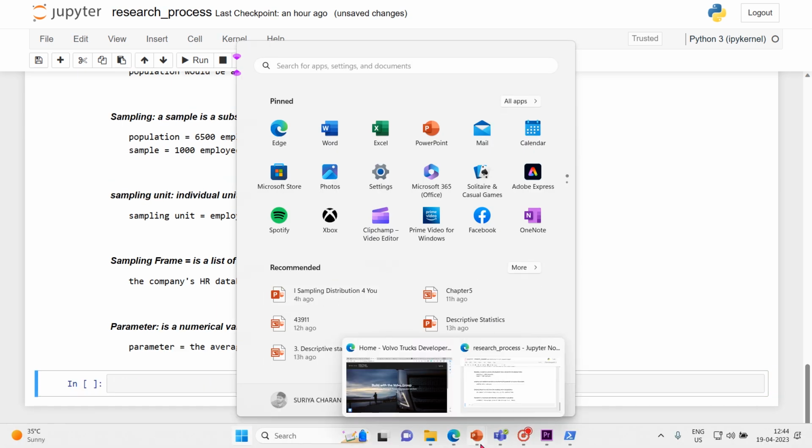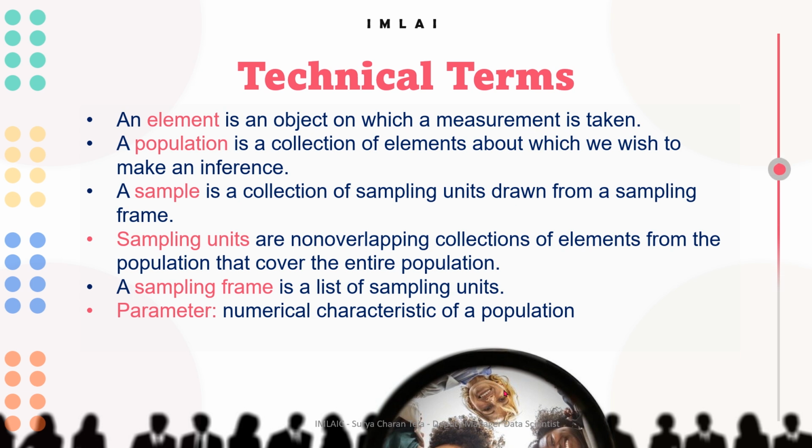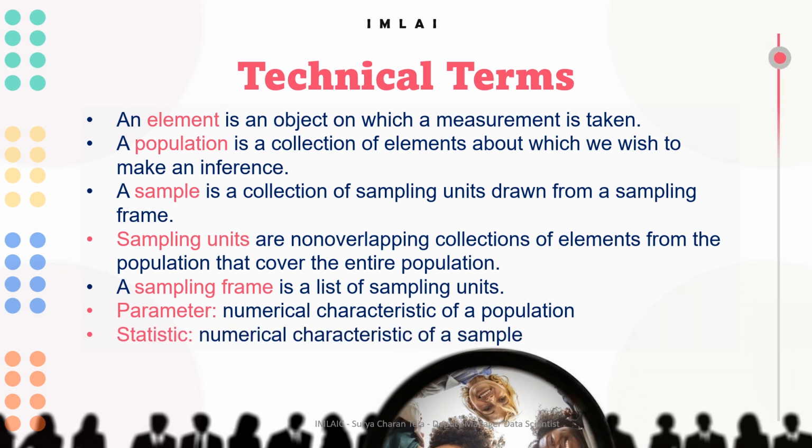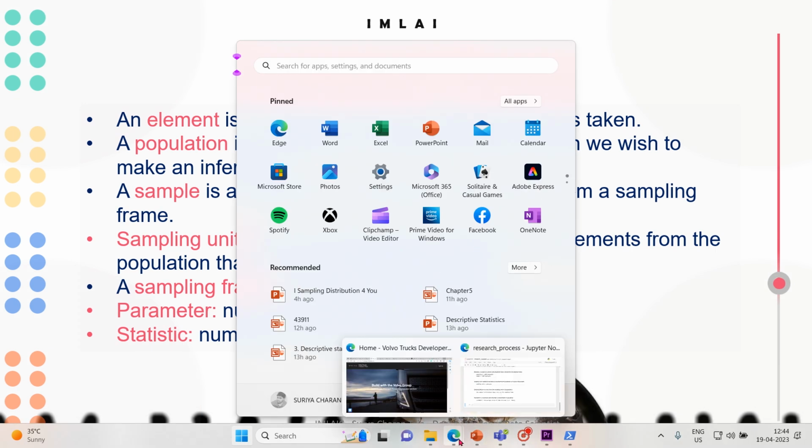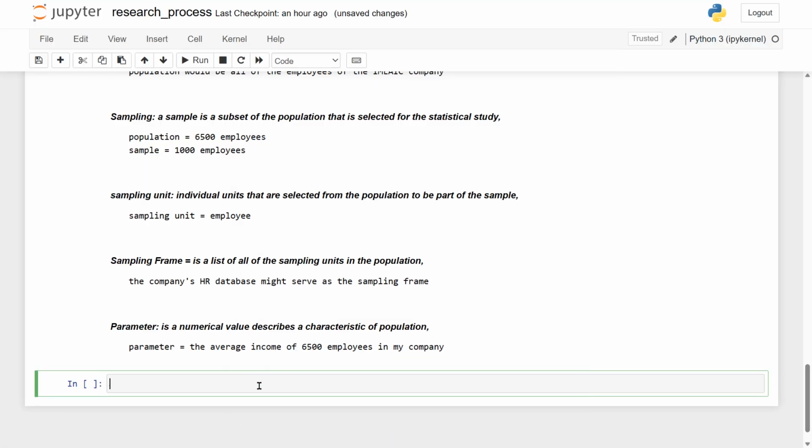Next, the last one but not least, it's very important. This is what we will end up dealing with continuously, day in and day out, if you are a data scientist or business analyst or data analyst. That is called a statistic. A statistic is a numerical value that describes a characteristic of the sample. Characteristic of the sample. Remember that.